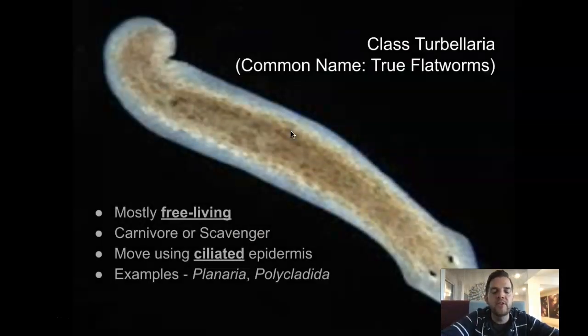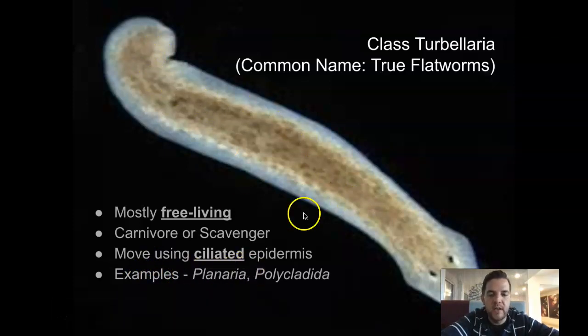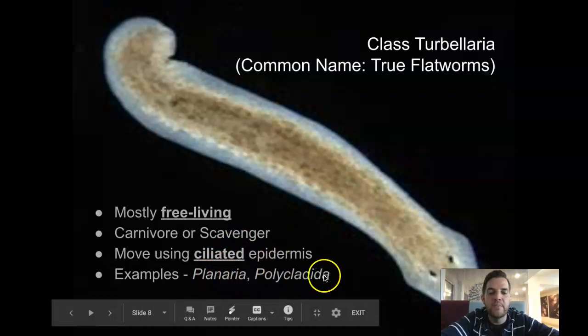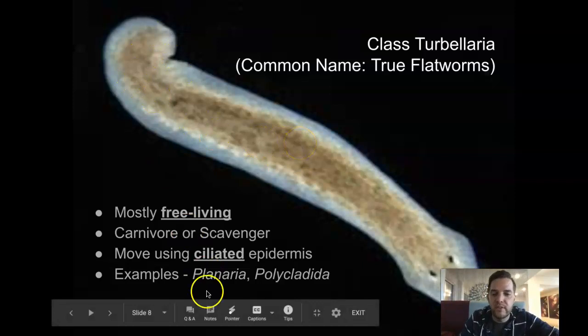So in terms of the actual classes, the first one is class Turbellaria. The common name is the true flatworms. We often call the common name Planaria because that is the most common of class Turbellaria. The planarians and then the marine flatworms, but they are all very flat. They're kind of the cutest ones. They have little heads and either they're brightly colored or they're just cute, and you'll get to see some.